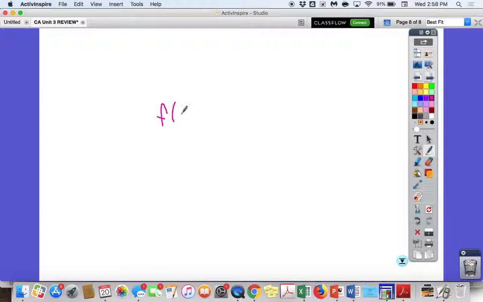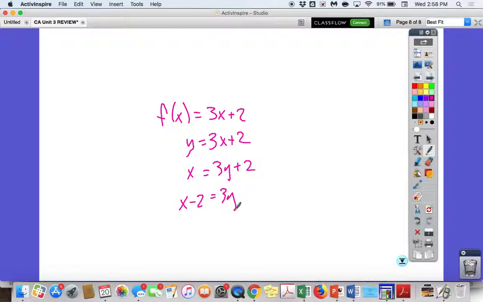inverses is when I'm going to give you one like this, and this is where you go through that 4-step process. Put your y in, swap your x and y, solve for your new y. Okay, so that's x minus 2 over 3, and then give him a new name. So don't forget to give him a new name.